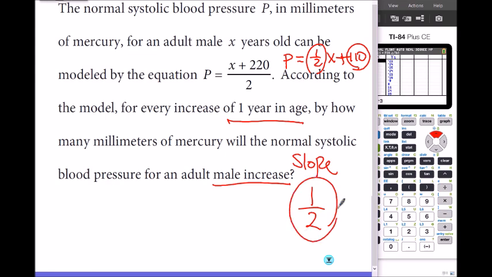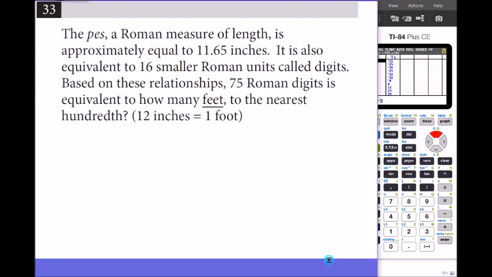Looking for the slope. 33. The pass, a Roman measure of length, is approximately equal to 11.65 inches. So 1 pass equals 11.65 inches. It is also equivalent to 16 smaller Roman units called digits, so 1 pass is also equal to 16 digits. Based on these relationships, 75 Roman digits is equivalent to how many feet?